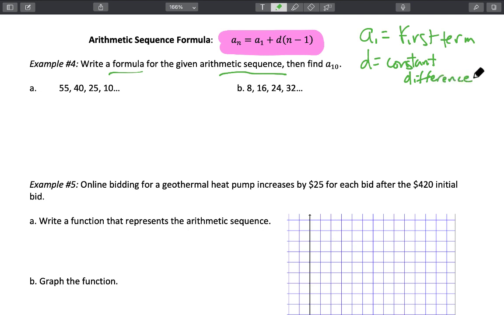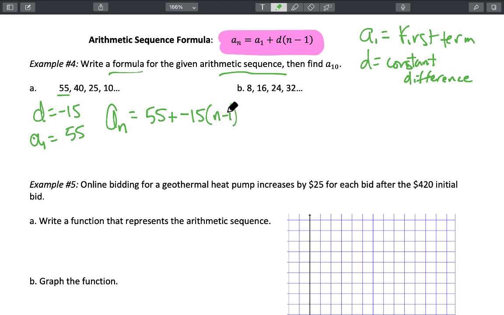Either way is fine. All right, so let's take a look here, and we got 55, and then down to 40, then down to 25, then down to 10. It looks like this is going down by subtracting 15 each time. And my first term, I can see right there at the beginning of my sequence, is 55. So to write my formula for this arithmetic sequence, I'm going to say a sub n, that's kind of like saying y, equals my first term, 55, plus my common difference, or my constant difference, which is -15 times n minus 1.